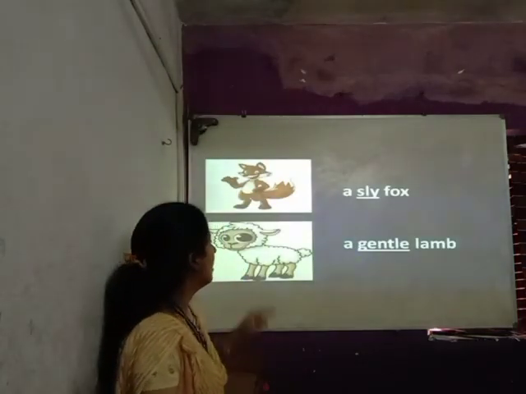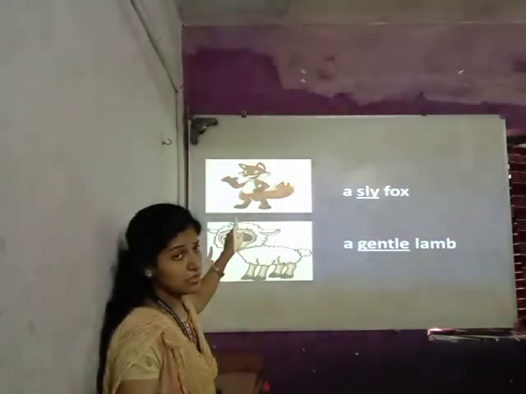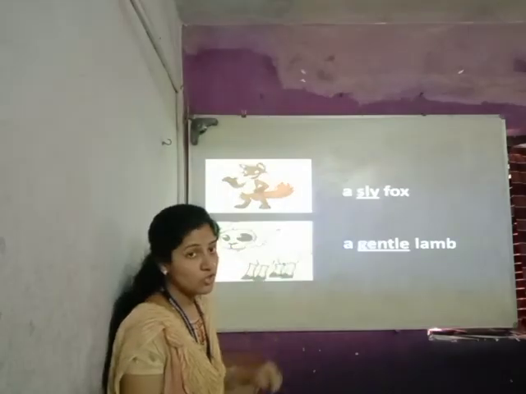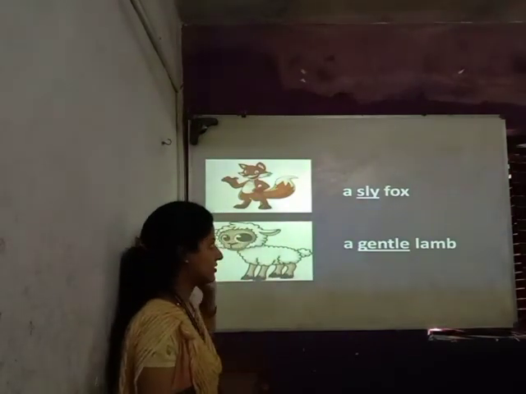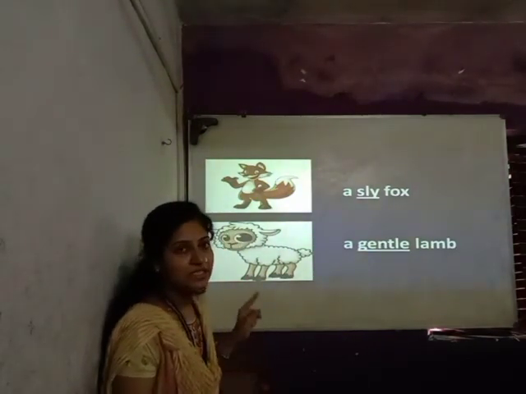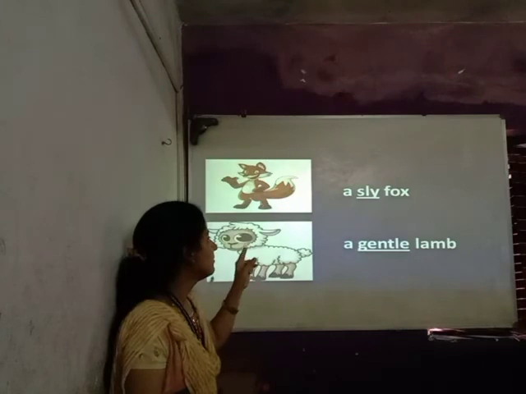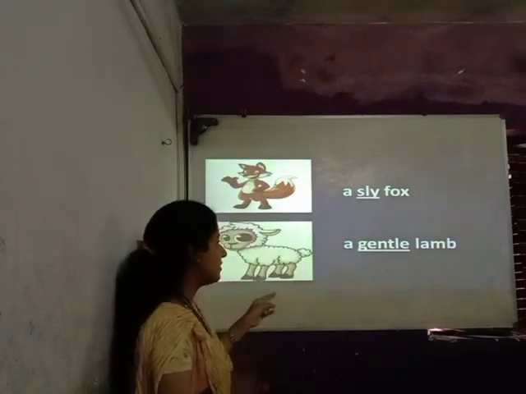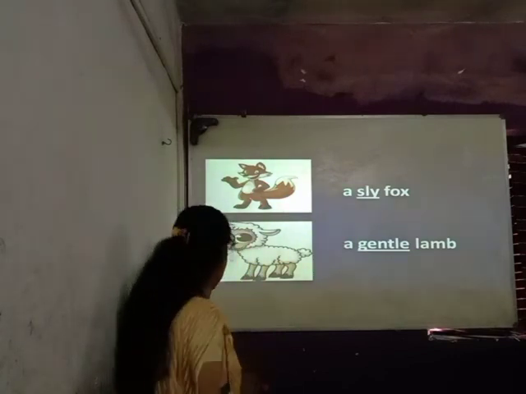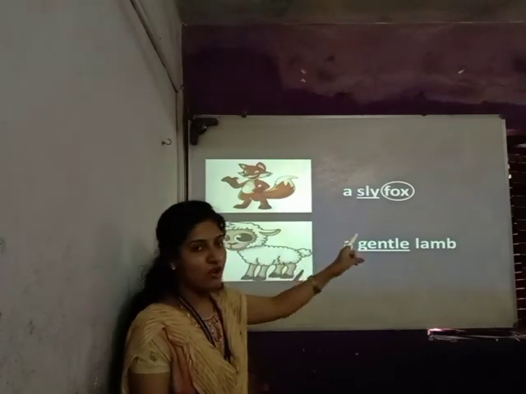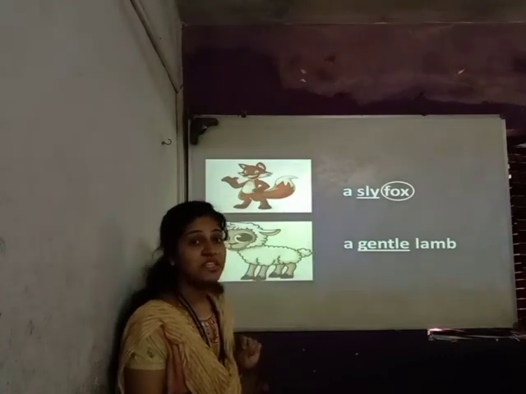Now, see the next. A sly fox. Here, a fox is there. But how is he? He is sly. So, the word sly describes more about fox. So, sly is a describing word and fox is a naming word. So, we have underlined the describing word. Now what do we have to do? We have to circle the naming word fox. So, a sly fox. Here, sly is a describing word and fox is a naming word.